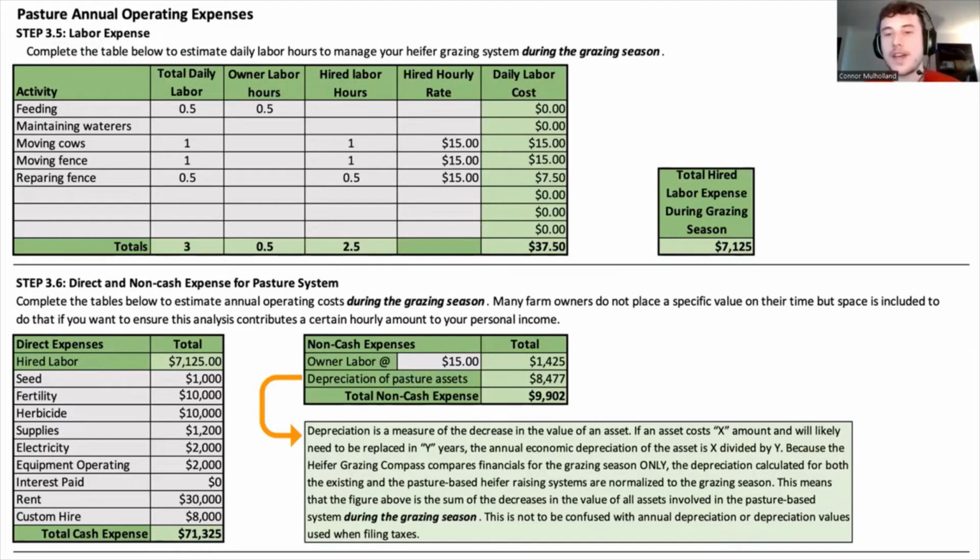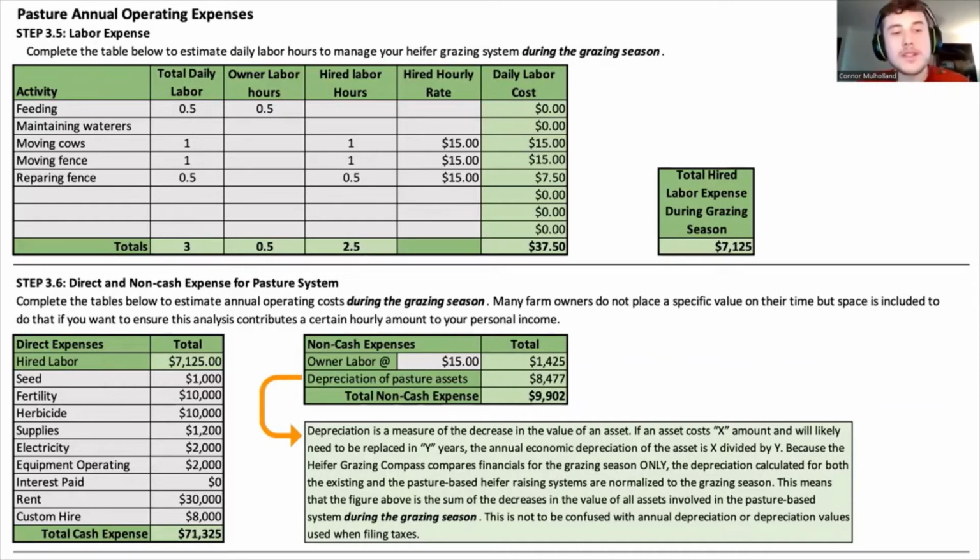So any kind of one-time custom hires, please do not put in step 3.5. This in the grazing system is really just feeding or moving fence or repairing fence. You would have to have a conversation with the user, but you input your daily labor and then you split it up between owner labor or hired labor. And if you have hired labor, you have to put an hourly rate to assign to that hired labor. And then we have the total hired labor during the grazing season, basically just multiplying and adding that up.